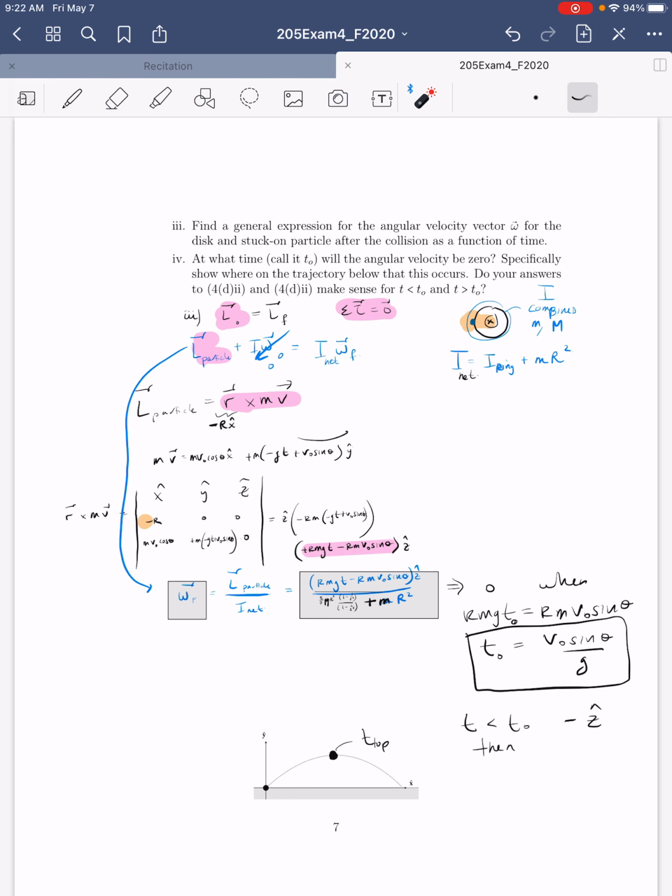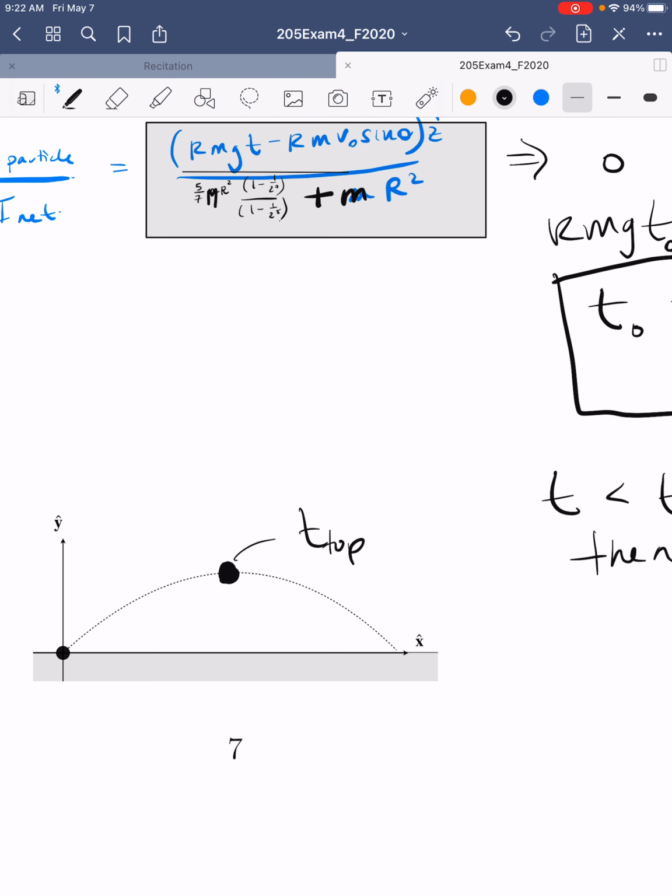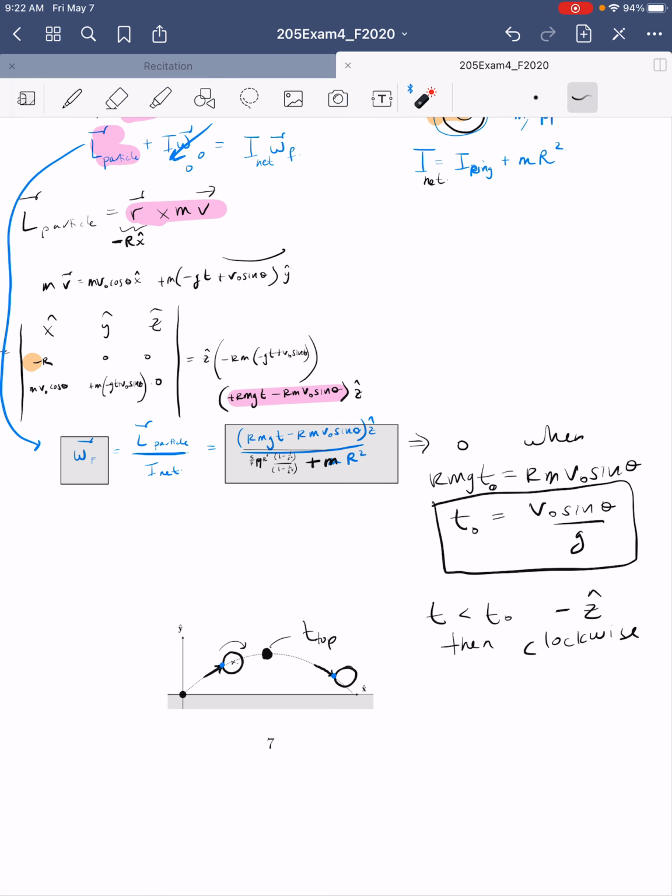Okay, then minus z hat is associated with clockwise. This jives with the picture that I had before. When time is less than t0, like maybe I'm here and I'm coming in, you can see that this is going to create a clockwise rotation for a point particle having that collision with something at rest. Versus here, say I'm coming in and hitting it here, this would create the counterclockwise rotation, which is associated with the positive z hat.